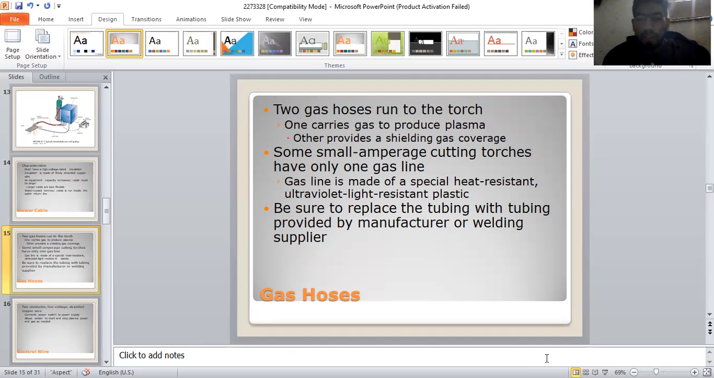Otherwise, it will distort the structure while it is getting cut, because due to high temperature it cannot provide efficient cutting, just like what we have in laser cutting. So the shielding prevents the other materials from heating up and controls the flow. The gas line is made of special heat resistant material, resistant to ultraviolet light, and plastic. Be sure to replace the tubing with tubing provided by the manufacturer or a valid supplier.